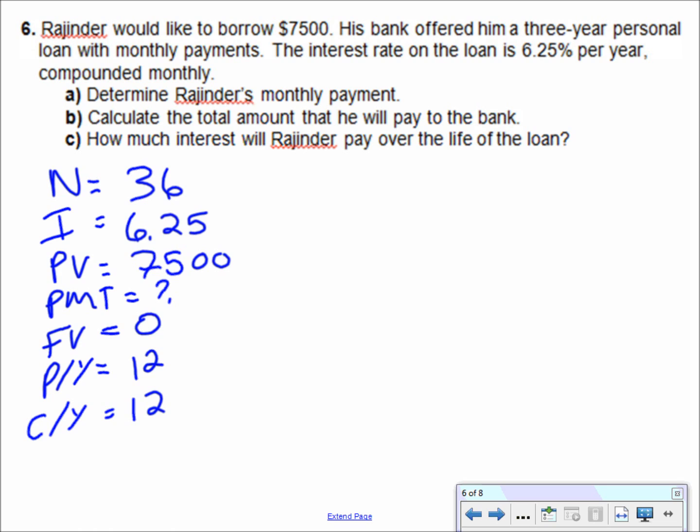Okay, so I got our monthly payment to be $229.02. Who got that?